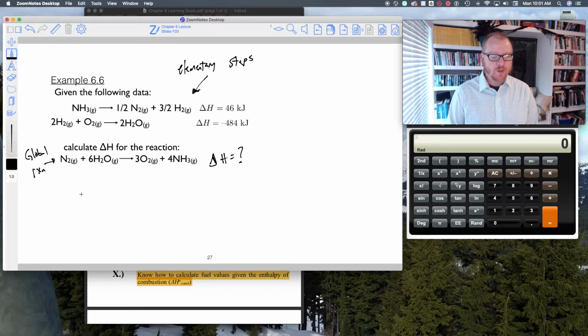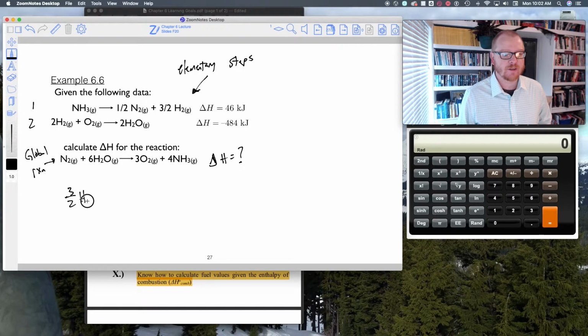Okay? So this is kind of like solving a puzzle, and everyone's going to do it a little differently. So I'll just walk you through how I do it. So the first thing I notice is that ammonia is a product right here in this reaction. However, it is a reactant in this reaction. So the first thing that I want to do is take this step number 1 and flip it. Okay? So I'm going to write it as the following. I'm going to write it as 3 halves H2.